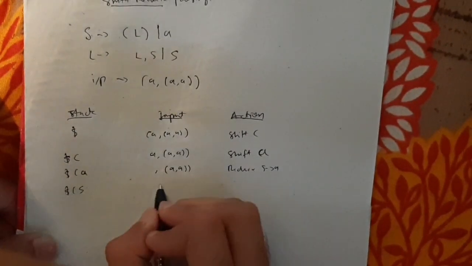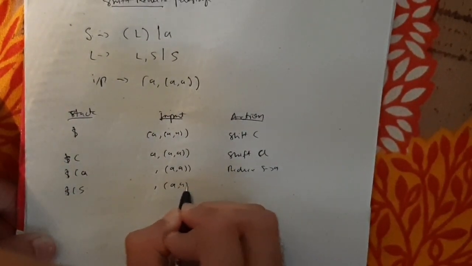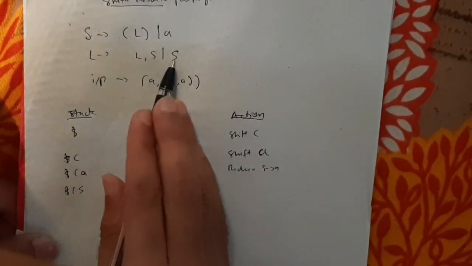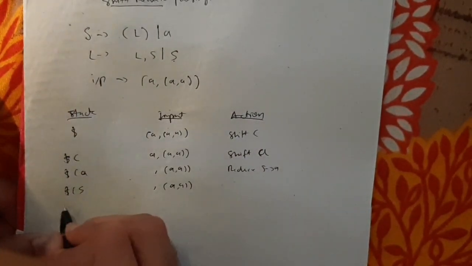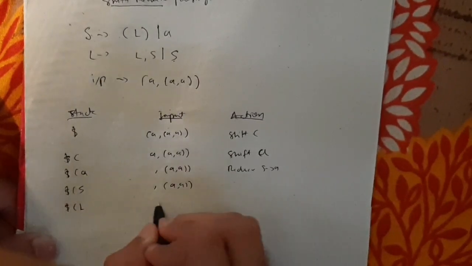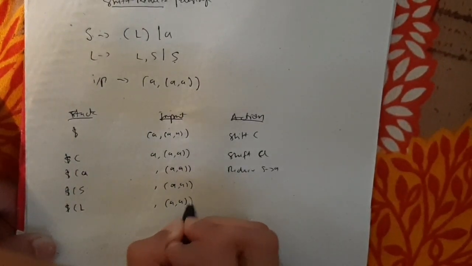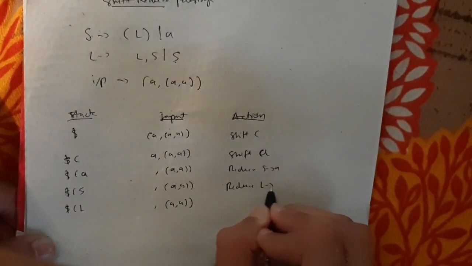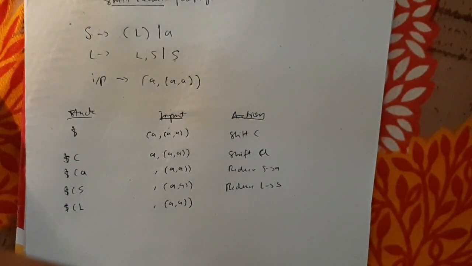It will be written as opening bracket s, and here will be the same things. Since s is present here, can s be reduced to something else? Yes, it can be reduced to l, so we will be writing here l comma a, and here I will be writing reduce l goes to s, so it is reduced to l as well.